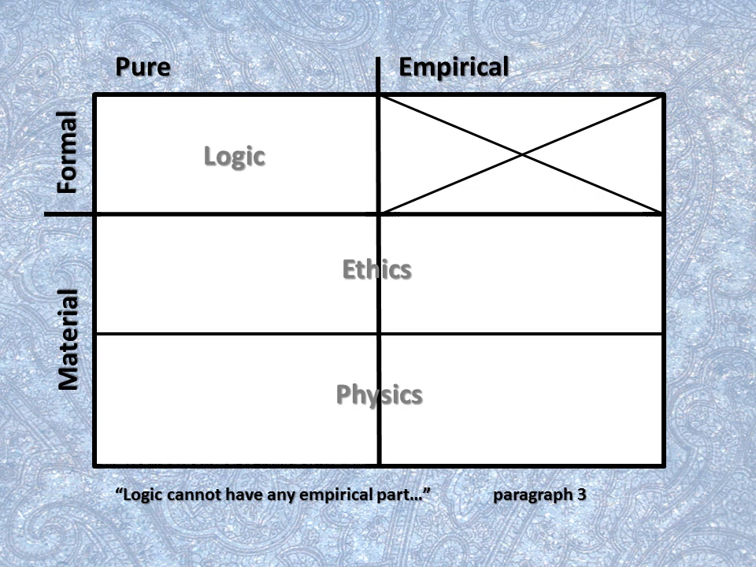That said, as Kant says at the very beginning of paragraph 3, logic cannot have an empirical part. And if you've been following me so far, it should be obvious why. We don't learn new things about logic by going out into the world. We apply logic to the world. And so logic and math for Kant both work very much the same way. They are things that we apply to the world and apply to experience. They are not things we get from experience.